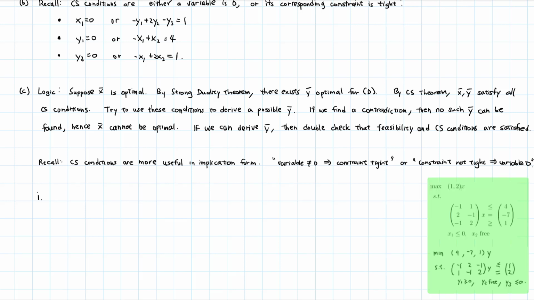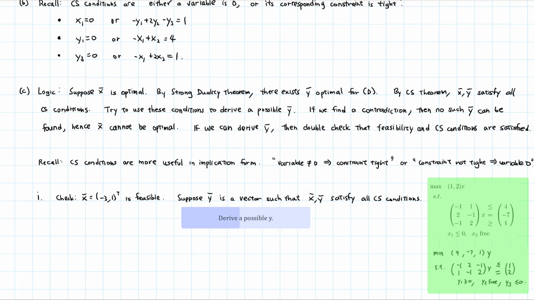We start with the first vector, -3, 1. We can quickly check that this vector is feasible for P. We now suppose that y bar is a vector such that x bar, y bar satisfy all CS conditions. For the first condition, we see that x1 bar is not 0. So that implies that the first dual constraint must be tight for y bar.